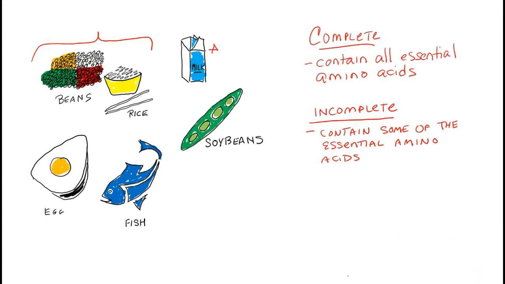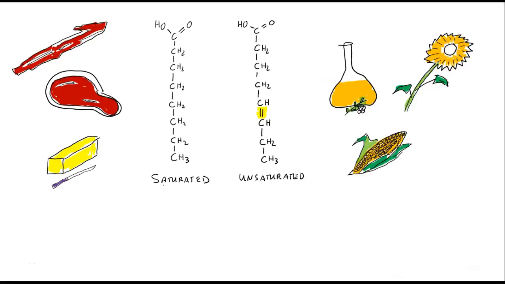Whereas milk on its own is complete, eggs are complete, fish is complete, and soybeans are a type of plant that is a complete protein source. The other essential nutrient in your diet are the lipids. These are the nonpolar molecules or fats. And there are two basic types, the saturated fats and the unsaturated fats. So realize, first off, that the saturated fats are bad for you and the unsaturated fats are good for you. And you do need to have some fat in your diet.